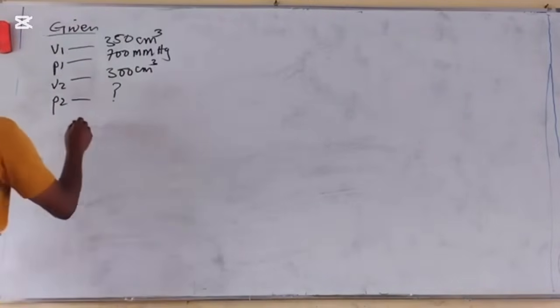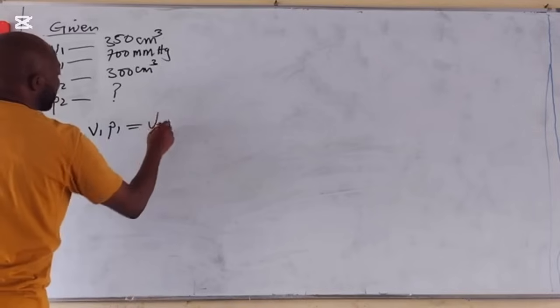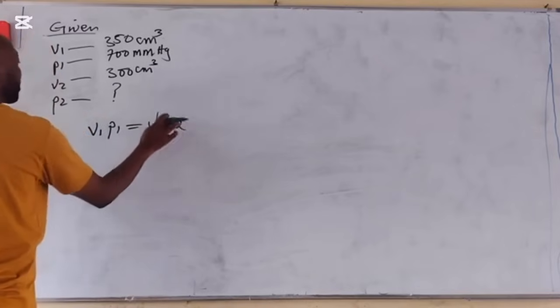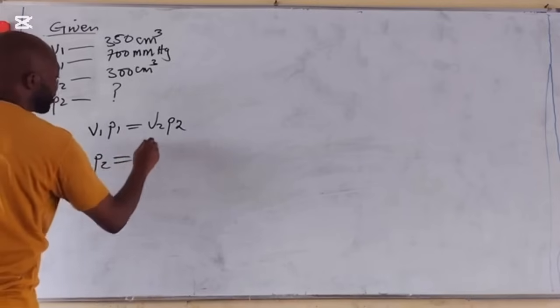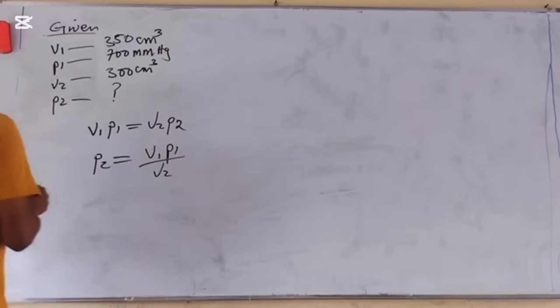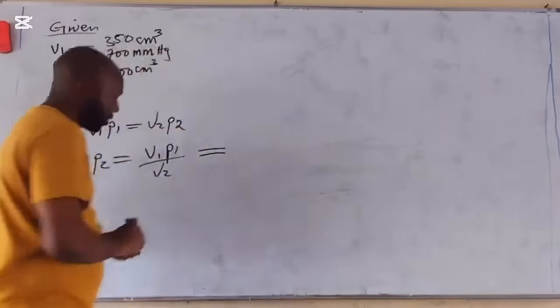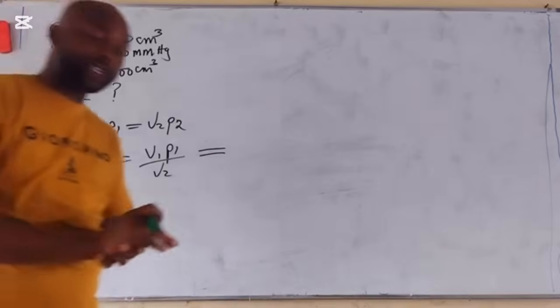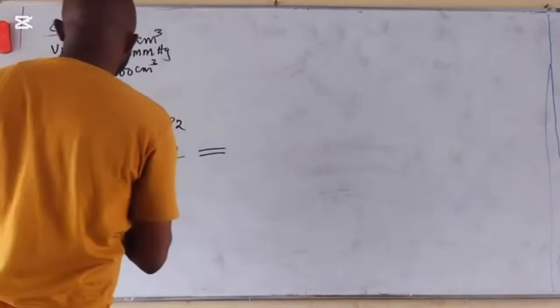Here again we have V1 P1 is equal to V2 P2. We are looking for P2, so P2 is equal to V1 P1 over V2. So that's change of subject of formula in math. Someday we're going to have it treated in math. Okay, I have this already, so let's do it.